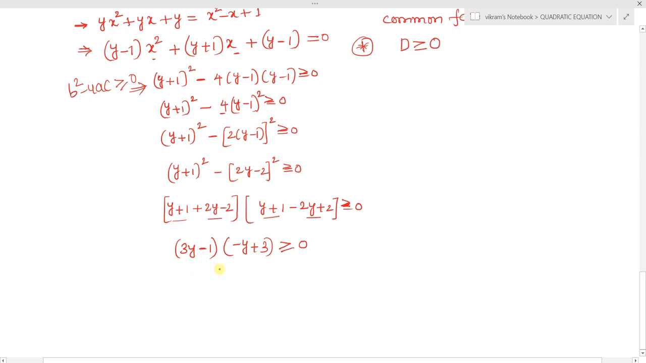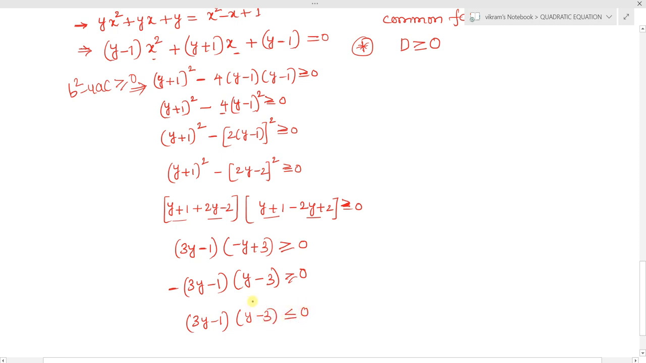Then if we take minus as common here, and any inequality is multiplied by a negative sign on both sides, the inequality will change. Now 3 minus y, if we take minus as common, we can write it as minus (y minus 3) greater than or equal to 0. If any inequality is multiplied by a negative sign, the inequality changes, that means greater than or equal to changes to less than or equal to 0.